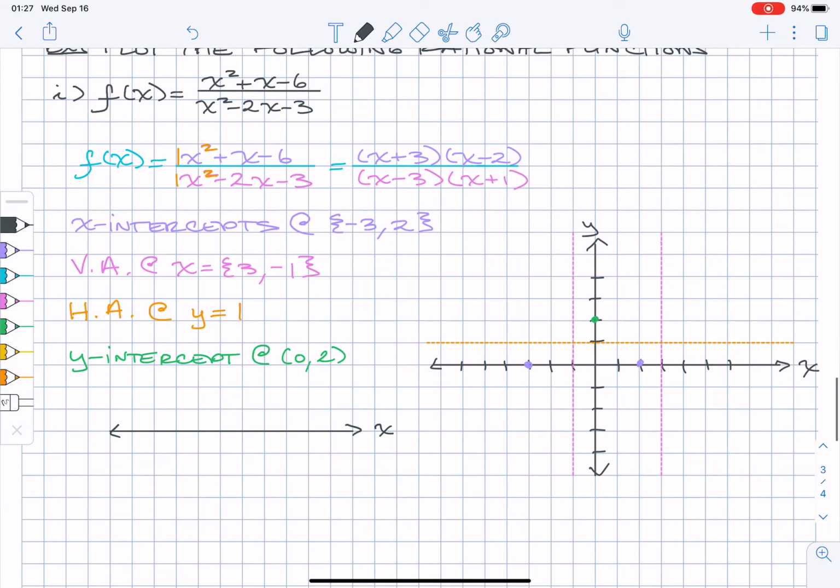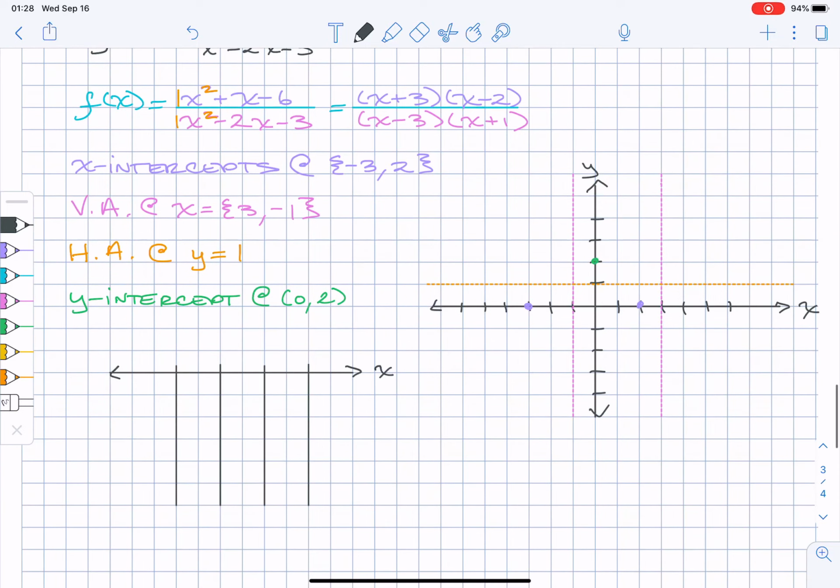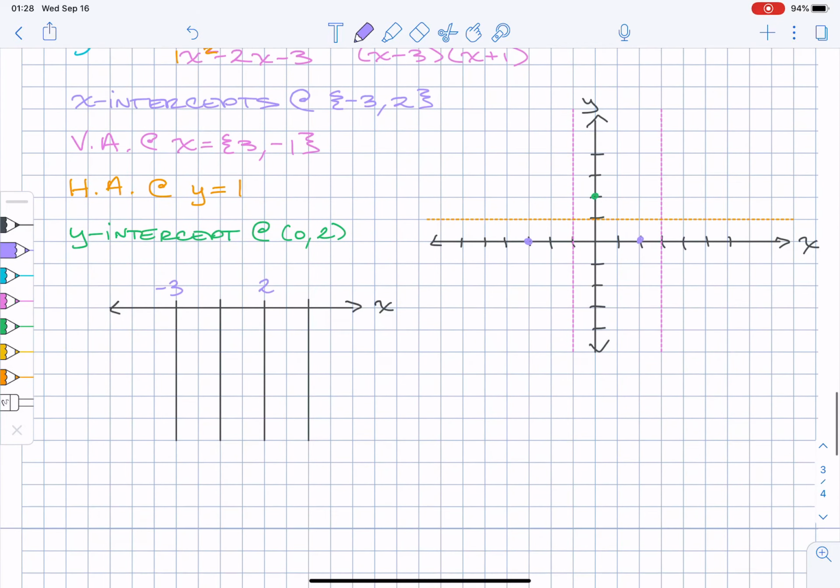So it looks like I have 4 different values. So I have, let's do 1, 2, 3, 4. My values are -3, -1, +2. So I have a factor of x plus 3 and a factor of x minus 2.